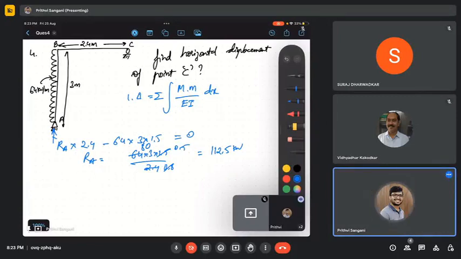What about the horizontal reaction at A? That is balanced by the external load. So HA, the horizontal reaction at A, is nothing but 64 times 3. Is it 64 or 60? Maybe I made a mistake.